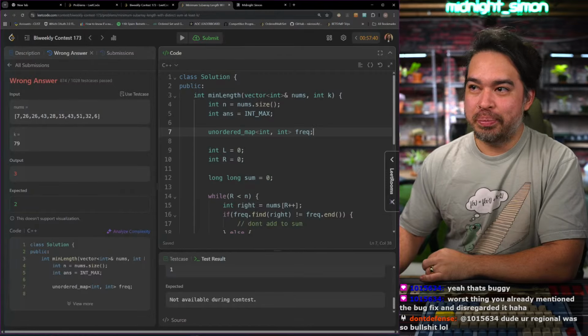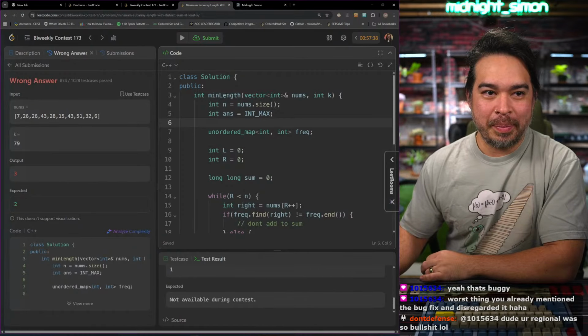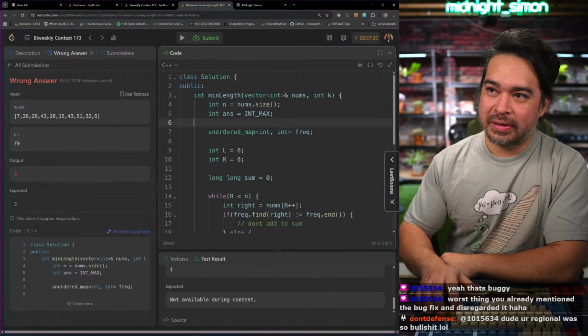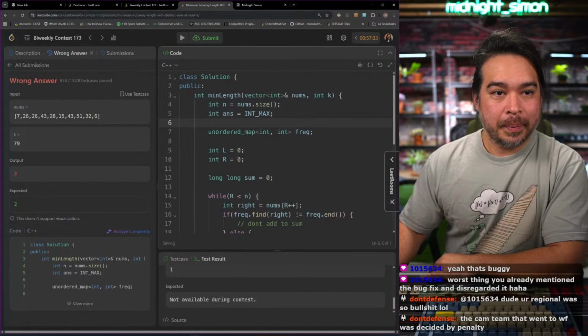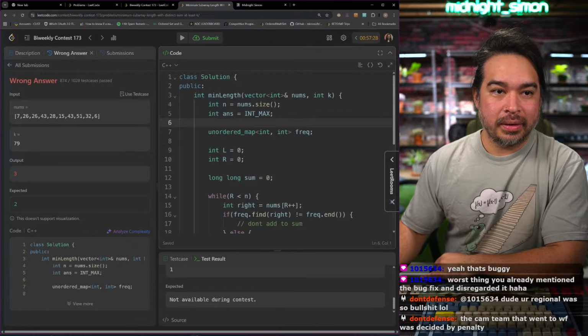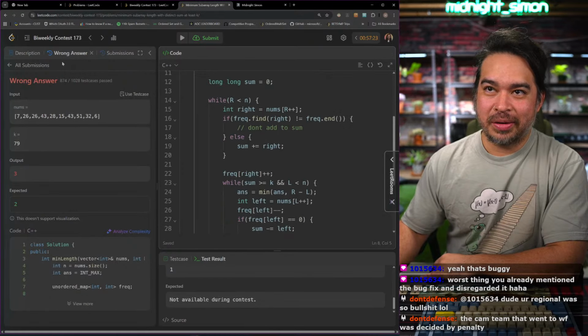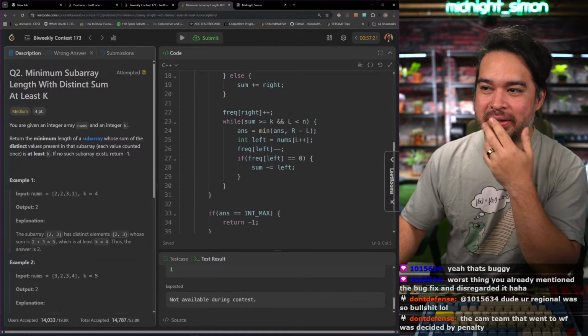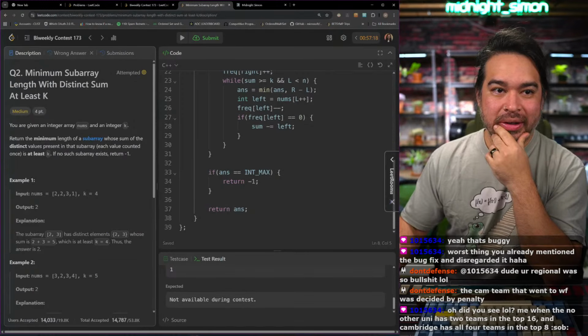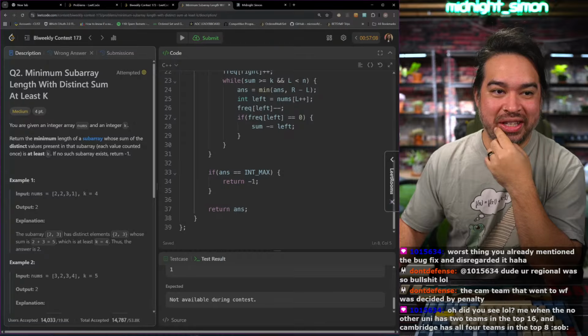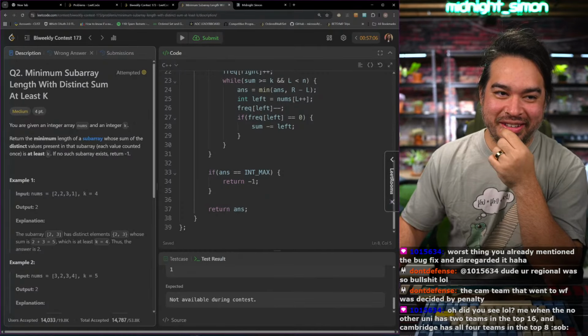Your regional was so bullshit. Hey, what happened in the regional? That went to World's Final decided by penalty. Hey, when was ICPC? Was it recently? Me, when no other university has 2 teams in the top 16 and Cambridge has all 4 teams in the top 8. Dang.